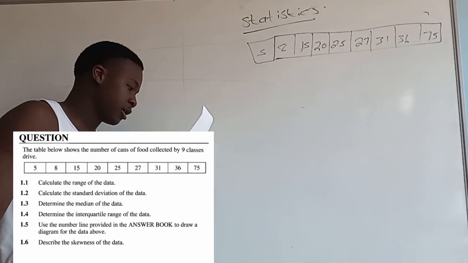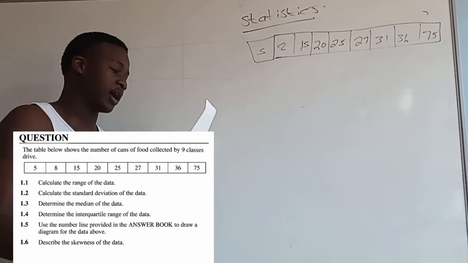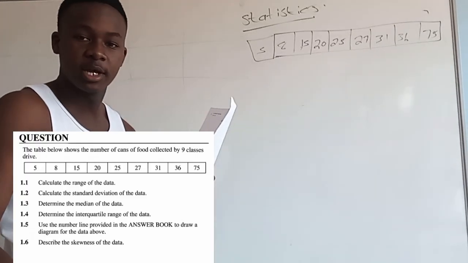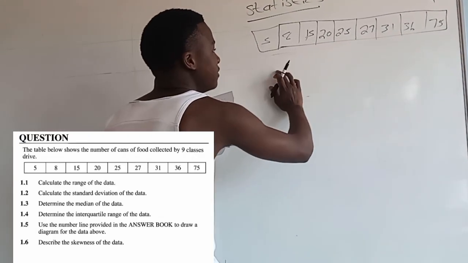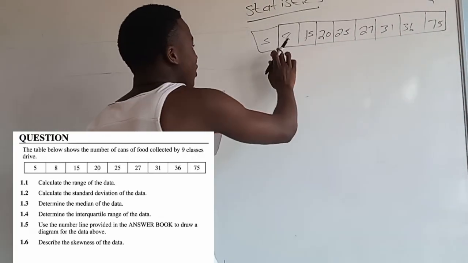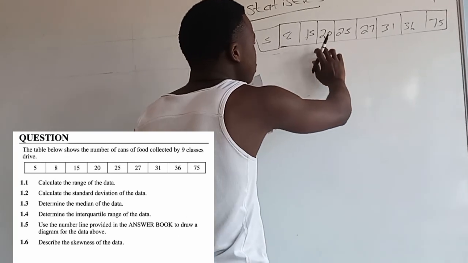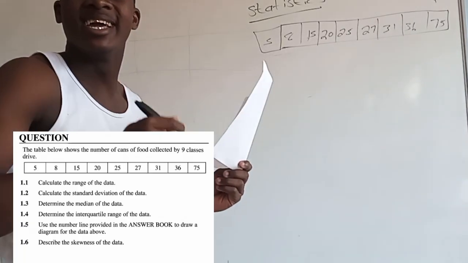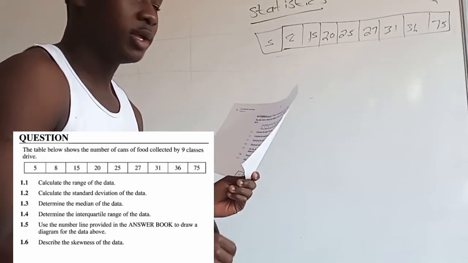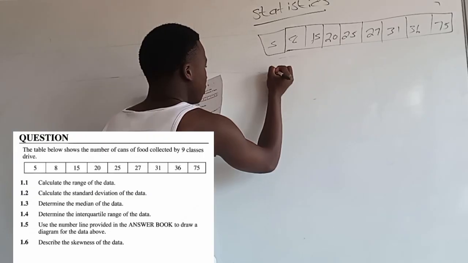They say calculate the range of the data. Which data? This one. You must calculate the range of this data. This is our data: 5, 8, 15, 20, until 75. And then you must calculate the range. So you come here and say 1.1.